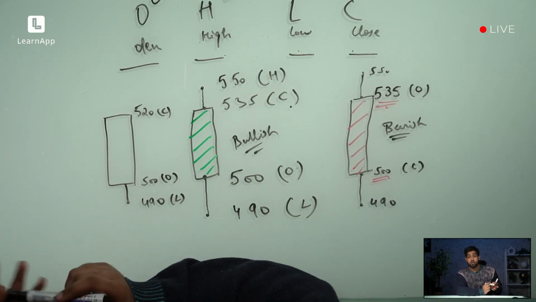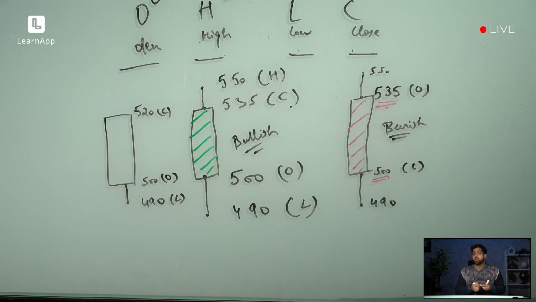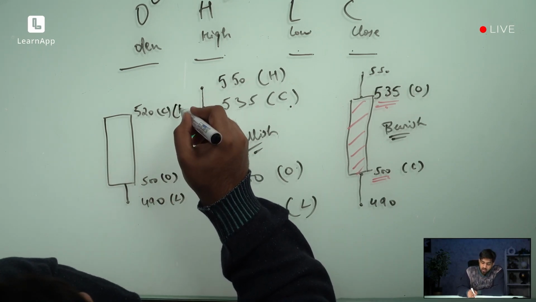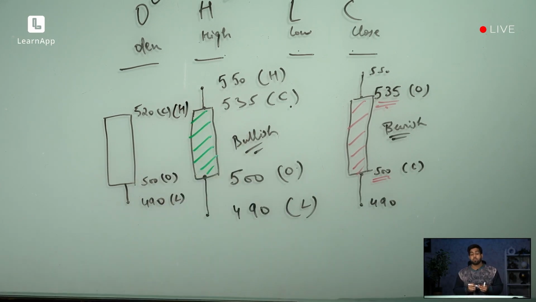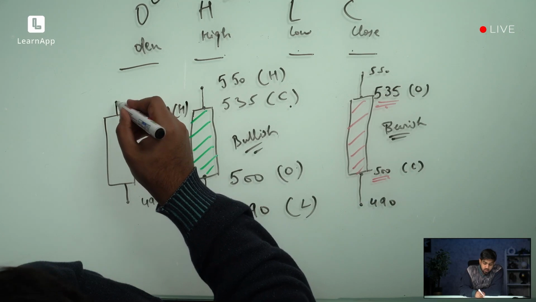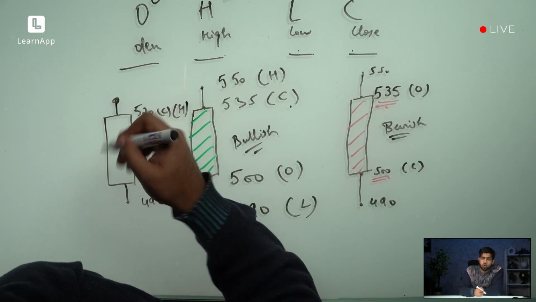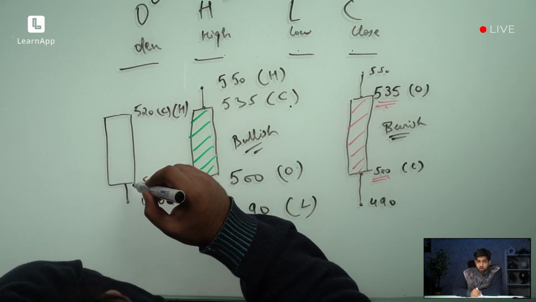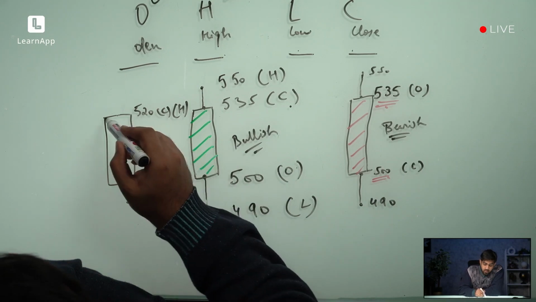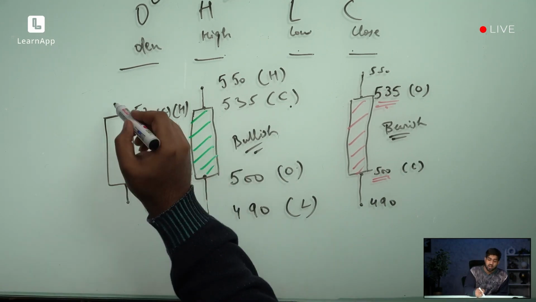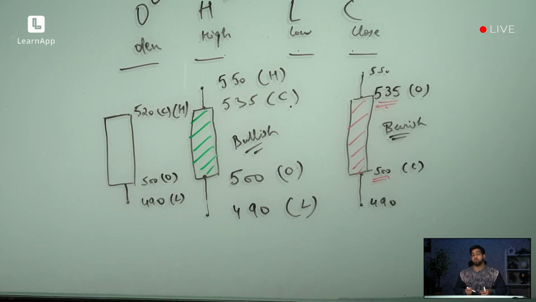Not above 520. 520 is the highest point. 520 is the closing price as well as the highest point, because there is no upper wick. There is no upper line. This is technically called a wick. There is no upper wick over here, which means that when the prices were pushed upwards, they closed at the highest point only. That is why there is no upper wick over here.